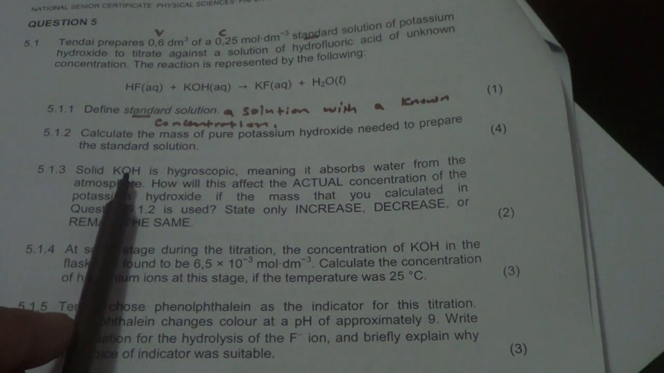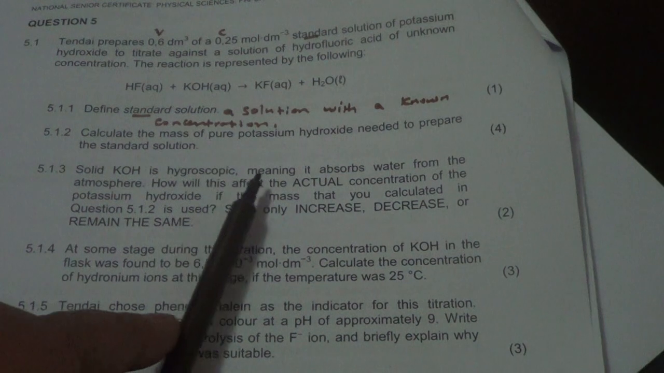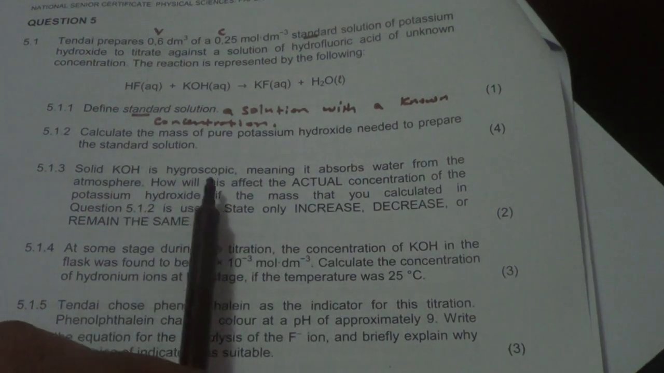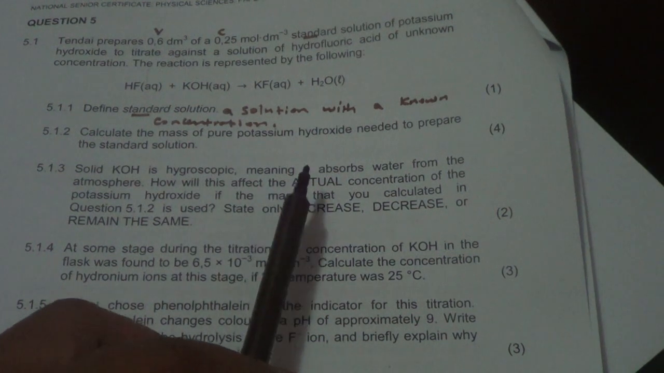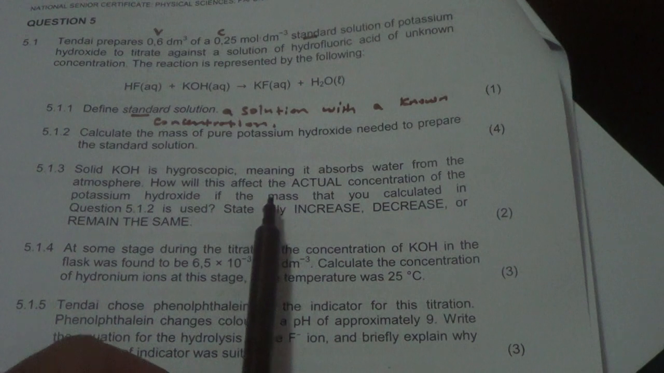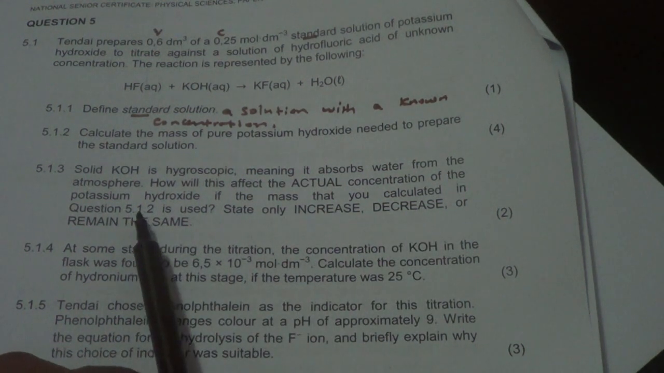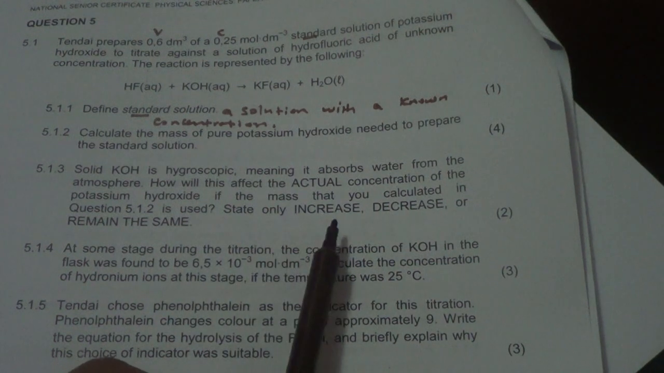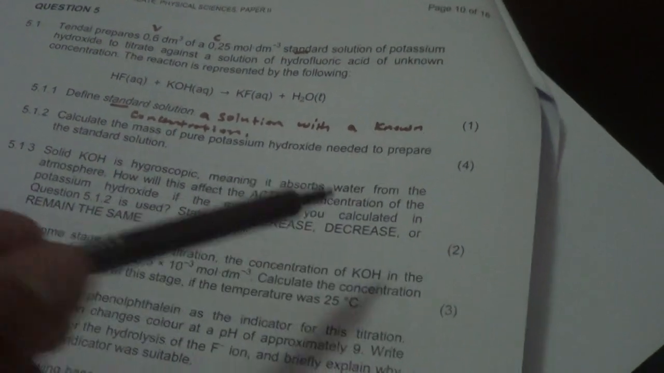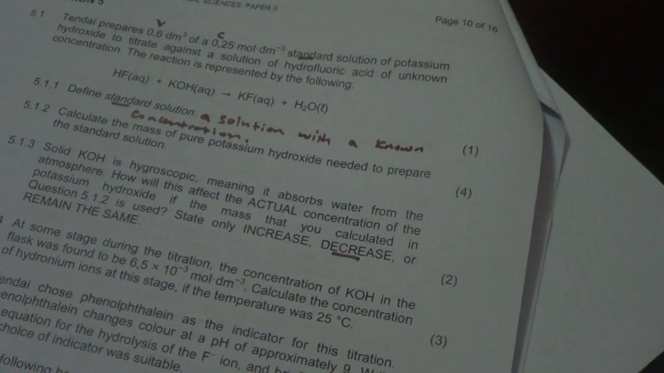Now the solid potassium hydroxide is hygroscopic, meaning it absorbs water from the atmosphere. How will this affect the actual concentration of the potassium hydroxide if the mass that you calculated in 5.1.2 is used? State increase, decrease, or remain the same? Well, the concentration will decrease, right?